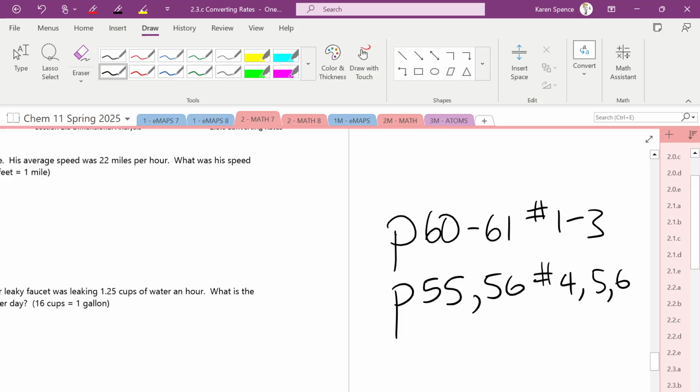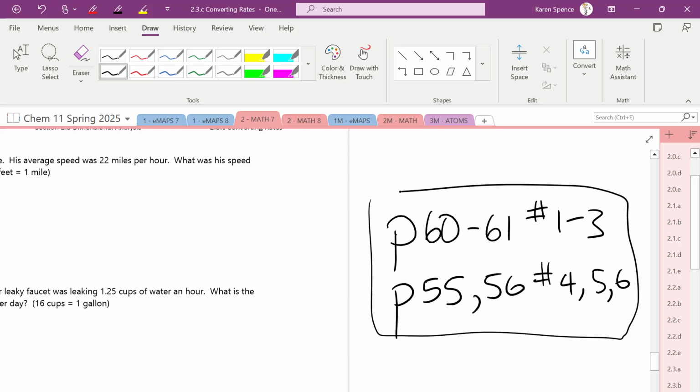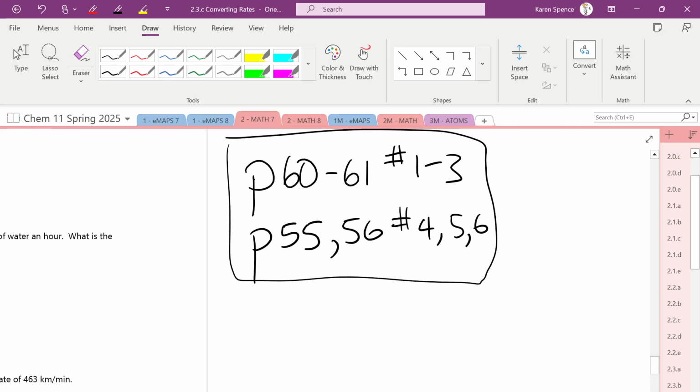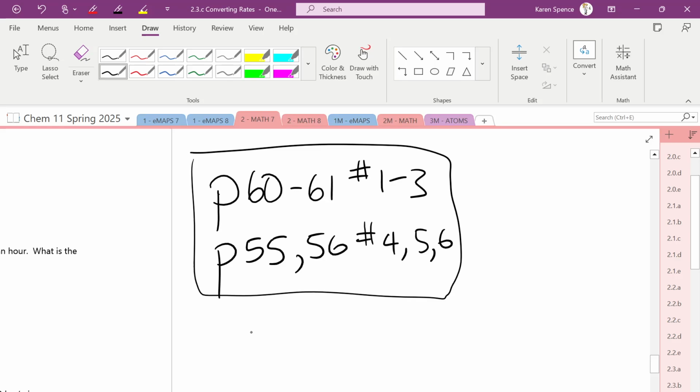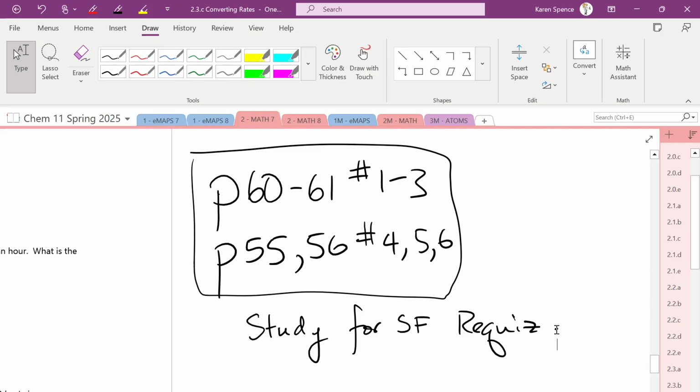Plus, if you did not do so hot on the Sig Fig quiz, study for the requiz, if you need to. All right, and we have 10 minutes right now, so if you want to work on that right now, you won't have very much actual homework for the weekend. Or if you want to go over some Sig Fig stuff, if you've got questions from your quiz, I can come around and answer those right now, okay?